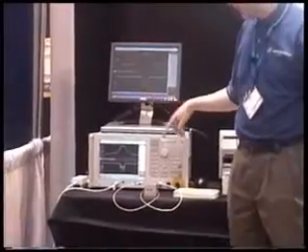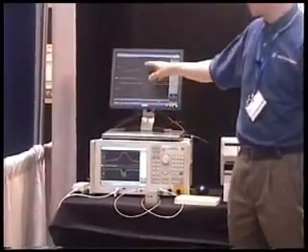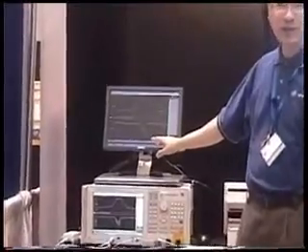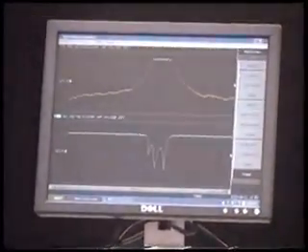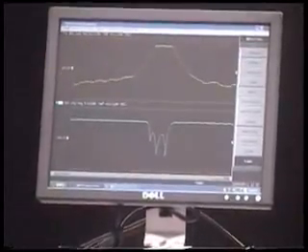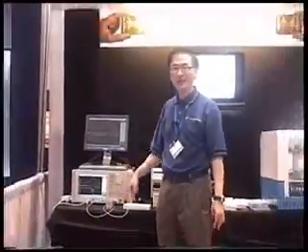And here's the measurement. It's actually connected to the economy network analyzer from Agilent. You can look at the pass band. This is the return loss, and it matches very well. If you do the exact comparison, it matches very well with the electromagnetic simulation. So why don't you come over and look at the real filter as it is being measured.